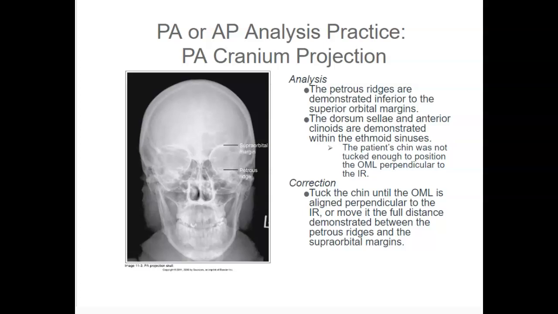However, I do believe we have an OML alignment issue here, because by looking at the relationship of the petrous ridges, they are demonstrated inferior to the supraorbital margins. Also, the dorsum sellae and anterior clinoids are demonstrated within the ethmoid sinuses. This means we have insufficient chin tucking here. So, in order to correct this, we need to align the OML perpendicular to the IR. This will move your petrous ridges to be between, or in the appropriate spot.